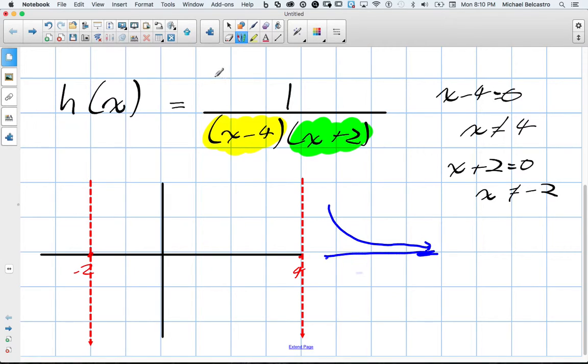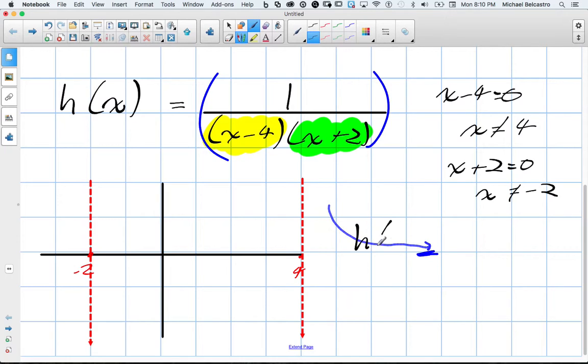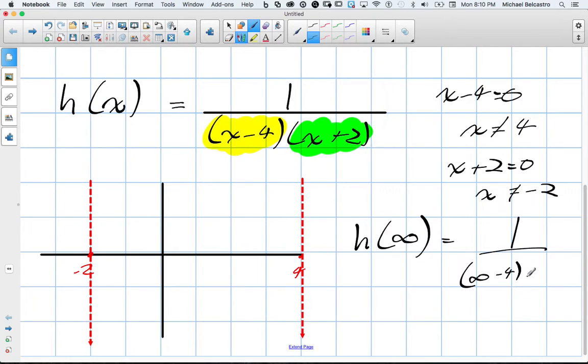So, with that being said, I'm going to take this function here and find h at infinity. So we get 1 over infinity minus 4 times infinity plus 2. Infinity minus 4 is essentially infinity.